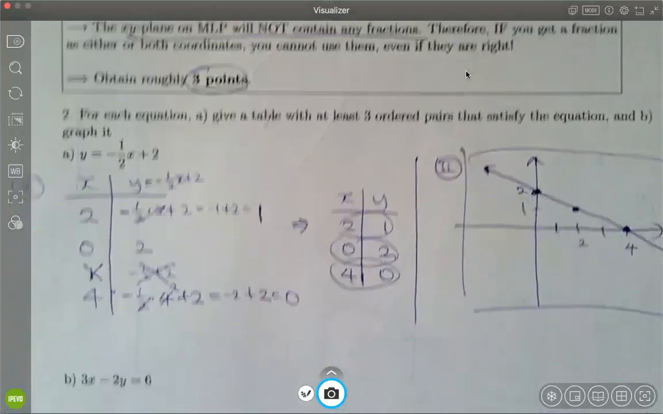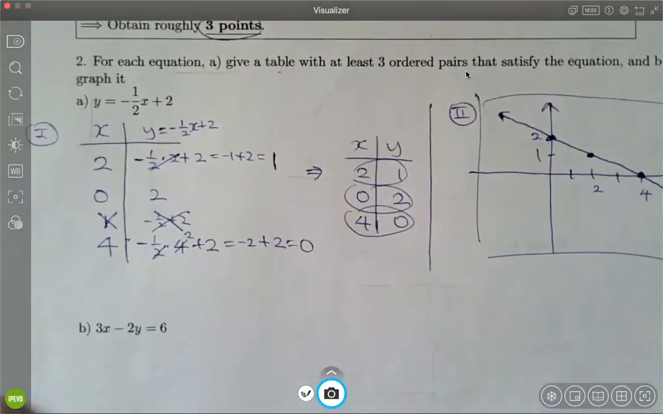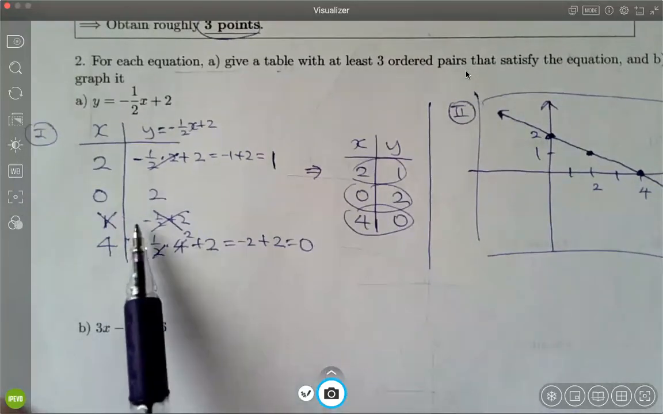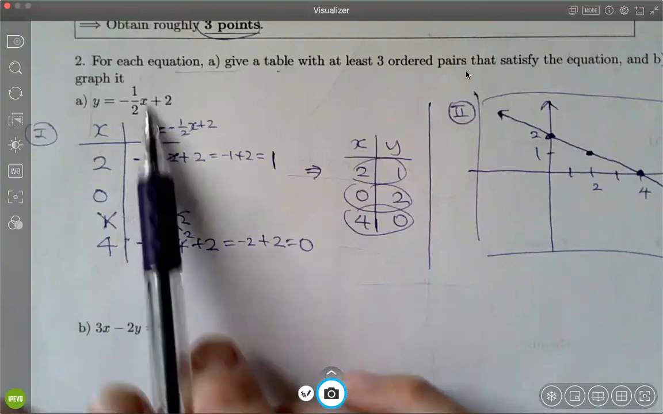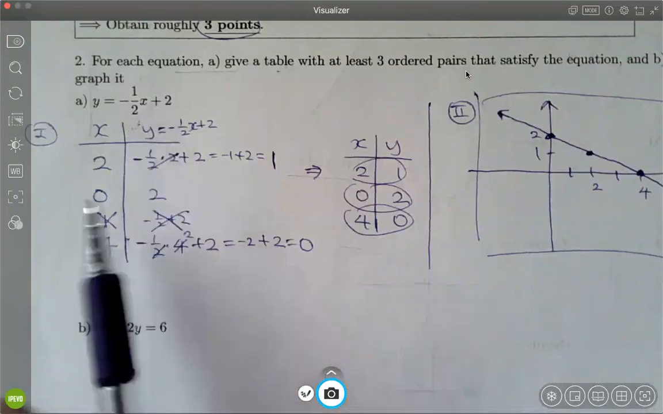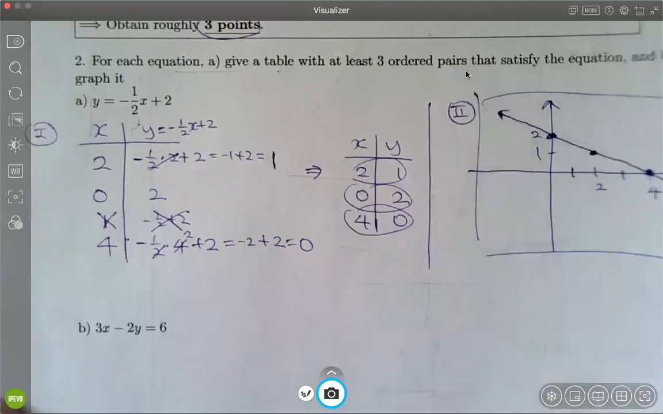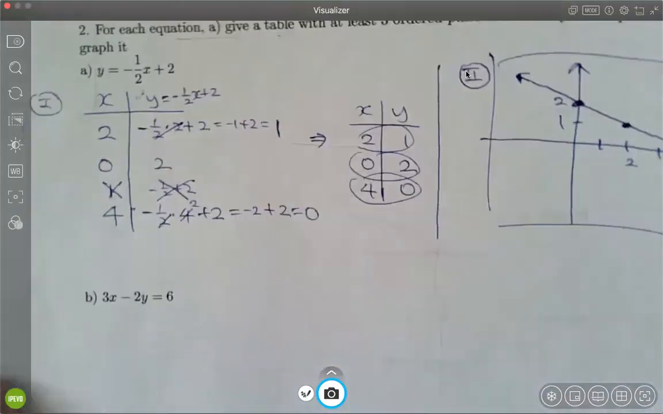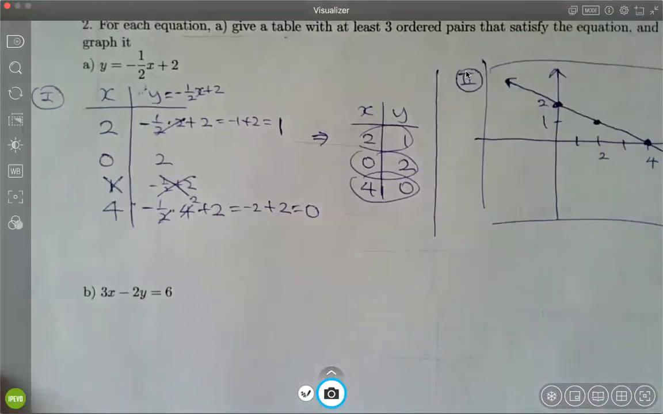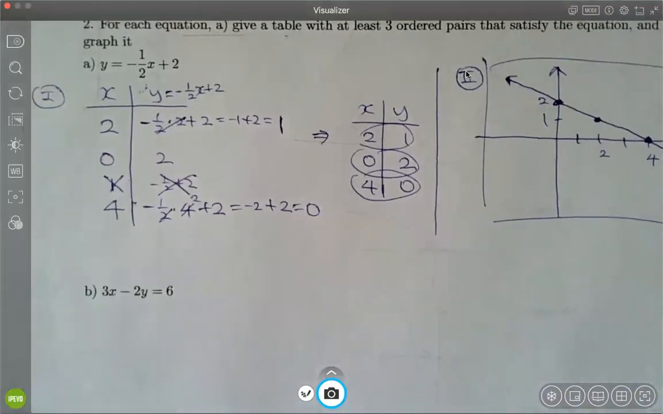For example, in this part A, you cannot choose any odd numbers for x, because if you do, you cannot get rid of this fraction. So you have to choose some even numbers. Of course, 0 is an even number as well. So you have to be a little bit careful choosing what kind of x values need to be chosen so that you get a legitimate y value.